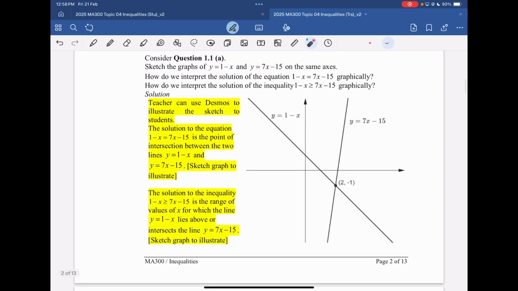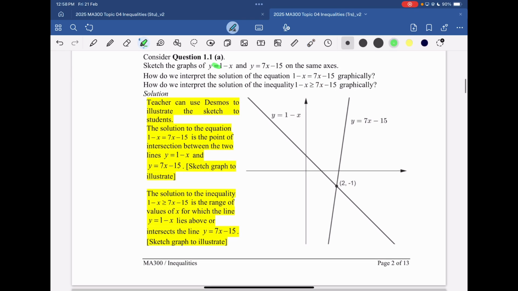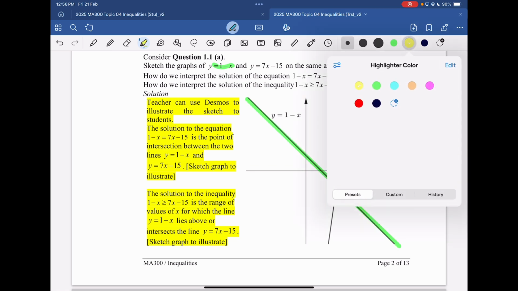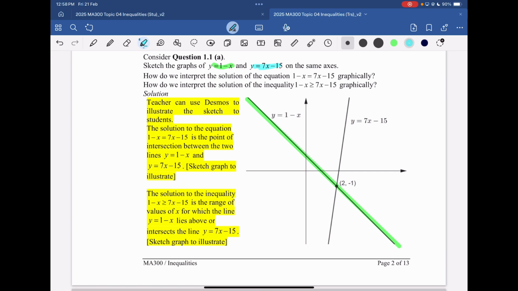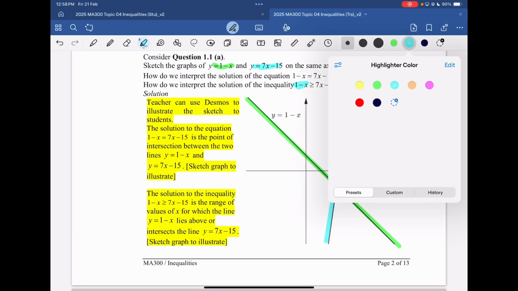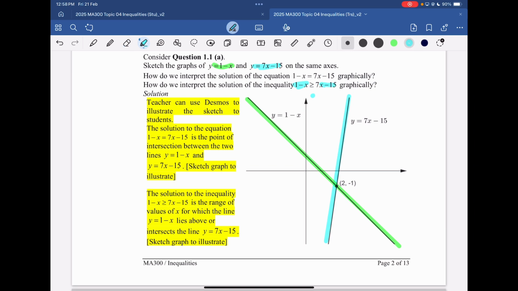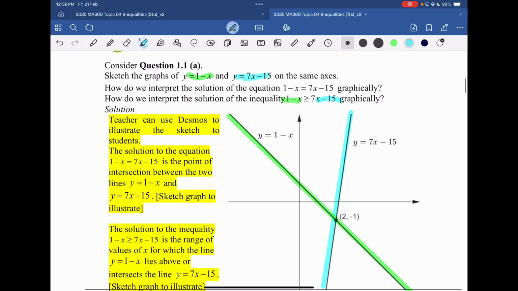If you look at the graphs, 1 minus x over here is the green color, and 7x minus 15 is the blue color. Okay, so I want to solve 1 minus x more than or equal to 7x minus 15. Where do I look? What's the answer?